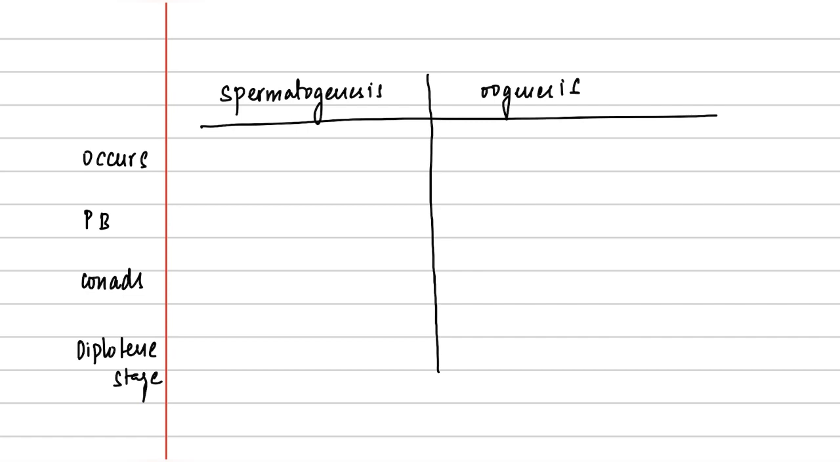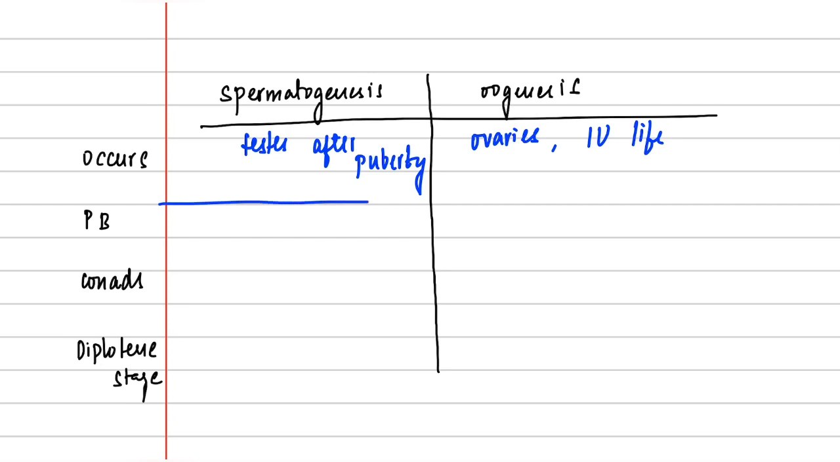So where does spermatogenesis occur? It occurs in the testis, but more importantly it occurs after puberty, as the primordial germ cell was dormant till puberty. Oogenesis occurs in the ovaries. It occurs in intrauterine life itself. This is the first difference between them.